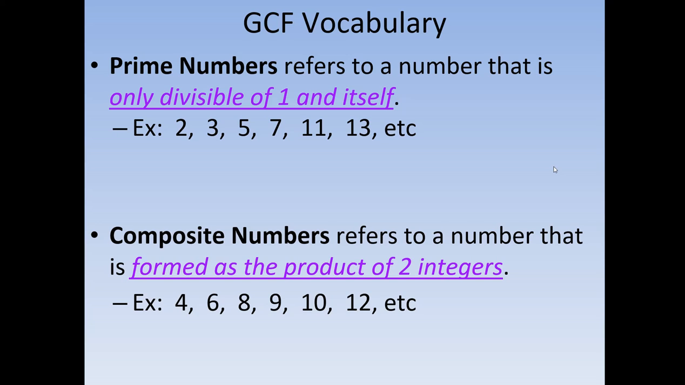So again, the whole numbers can be categorized as either prime numbers, if they're divisible by only one and itself, composite numbers, or the number one, which is called unity. Those are the only number categories that we have.